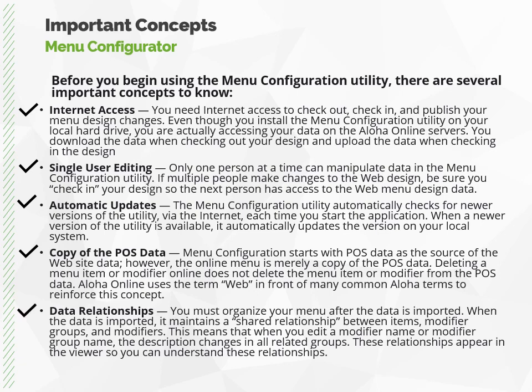Data relationships. You must organize your menu after the data is imported. When the data is imported, it maintains a shared relationship between items, modifier groups, and modifiers. This means that when you edit a modifier name or a modifier group name, the description changes in all related groups. These relationships appear in the viewer so that you can understand them.